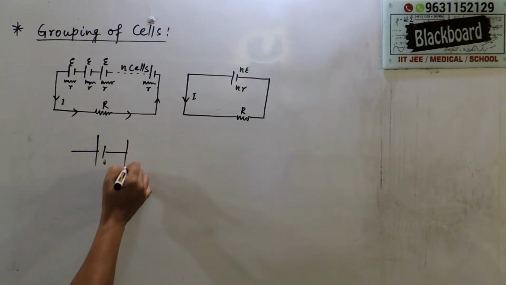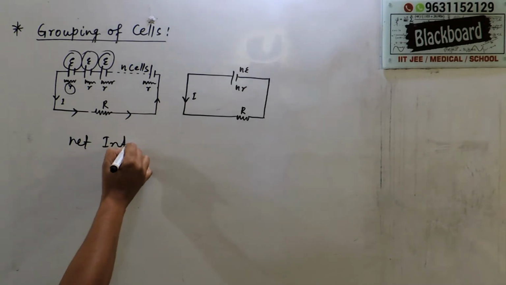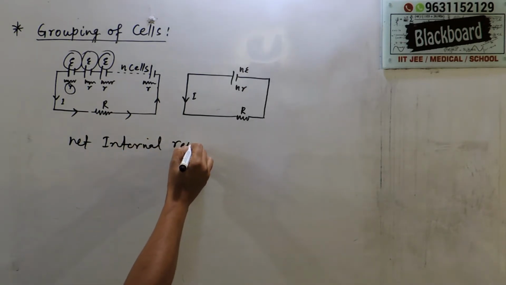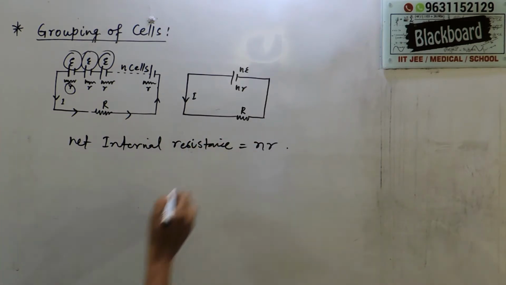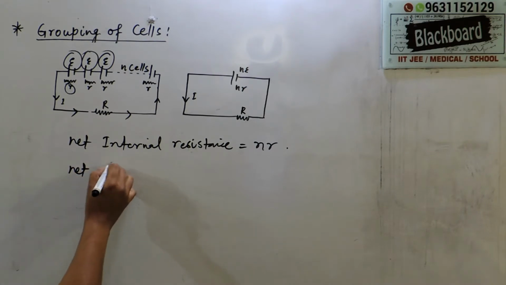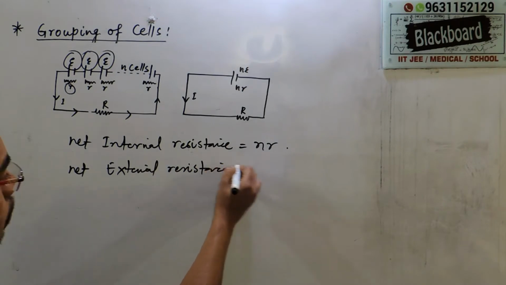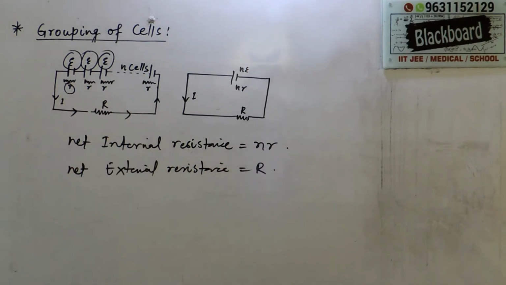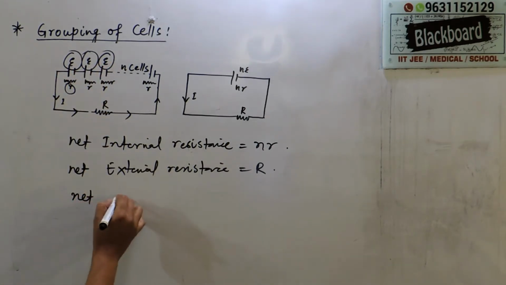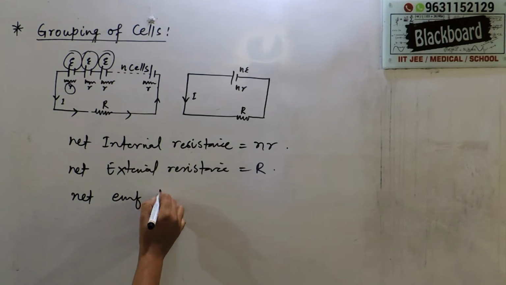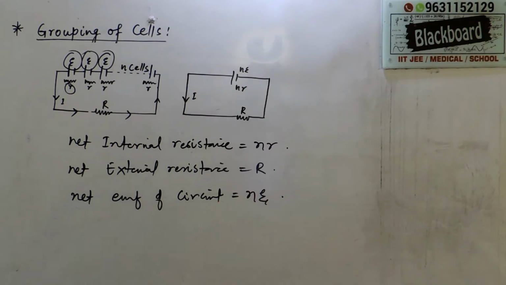Series combination. Net internal resistance is equal to nr. Net external resistance is equal to R, and the net EMF of n cells, each having individual EMF E, is: net EMF of the circuit is equal to n times E.